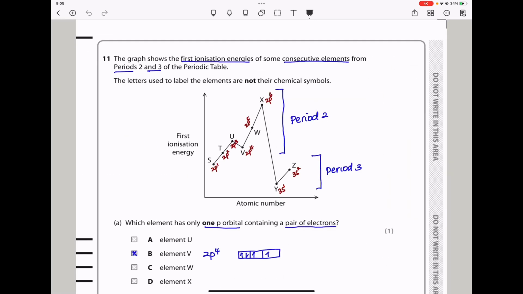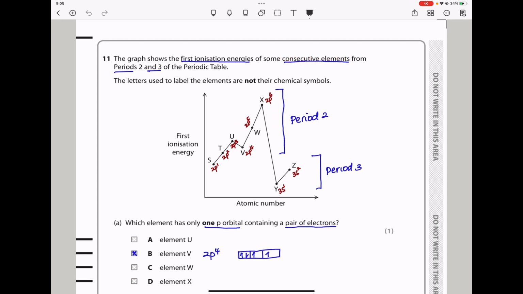Moving on. Question 11. The graph shows the first ionization energies of some consecutive elements from period 2 and period 3 of the periodic table. The letters used to label the elements are not their chemical symbols. So you can see the graph has first ionization energy on the vertical axis and the atomic number on the horizontal axis. And the key thing here is they've told us these are consecutive elements.